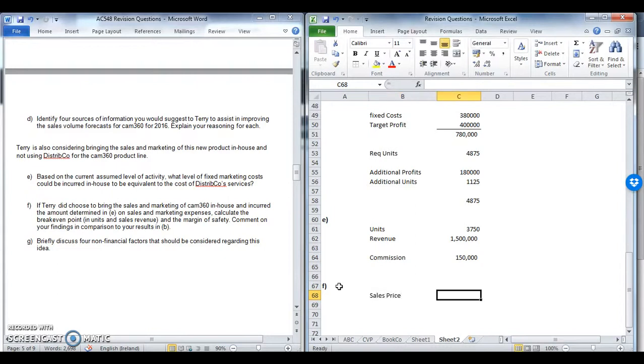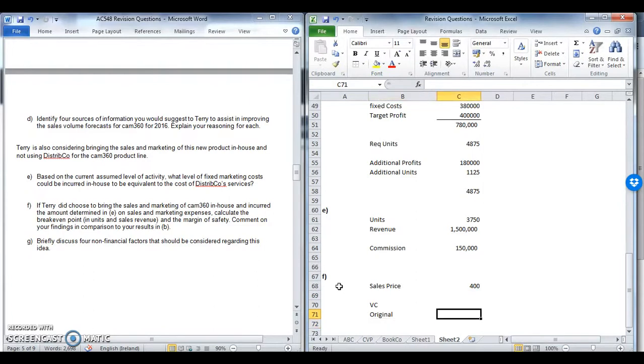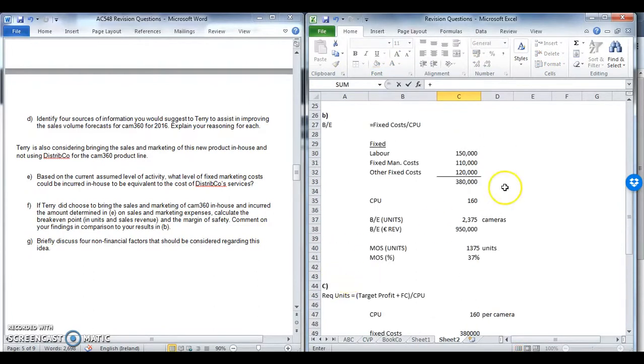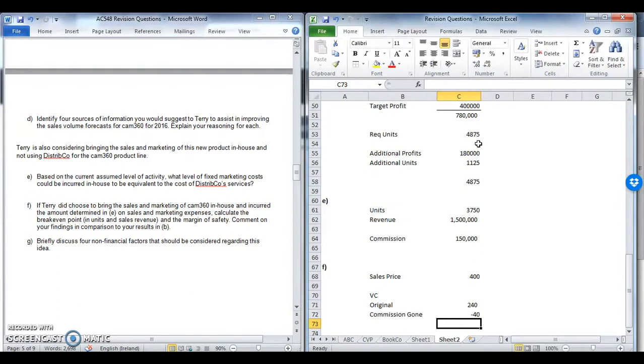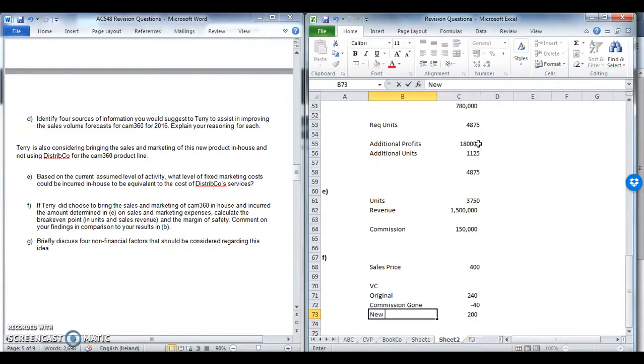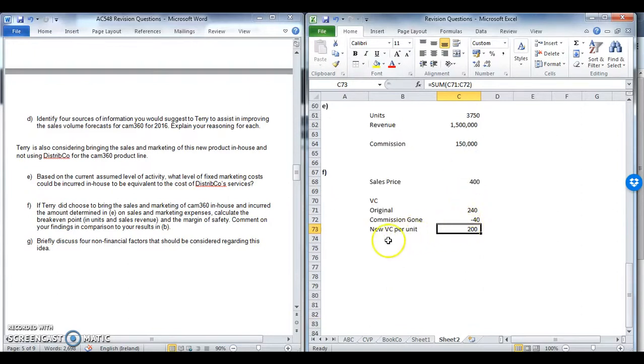So sales price remains the same at 400 per unit. Variable cost. The original variable cost, which was calculated previously, was 240, but now the commission is gone. Therefore, we can reduce 40 off that, meaning the new variable cost per unit is 200 euro. So the only thing we've changed there is we've reduced some of our variable costs. We no longer have to pay a 10% commission.